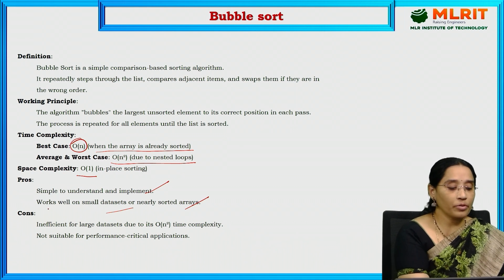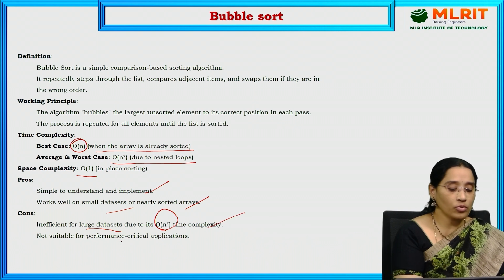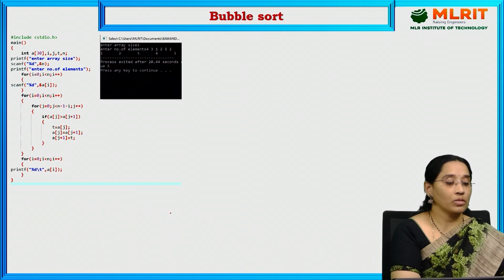So what are the cons? Inefficient for large data sets due to its order of n square time complexity. Not suitable for performance critical applications. So let's see the program. So this is the program.